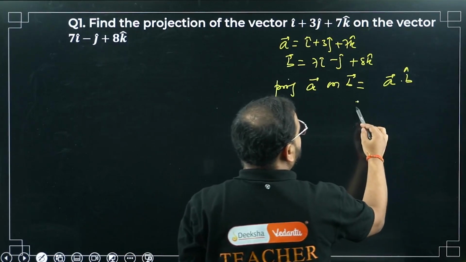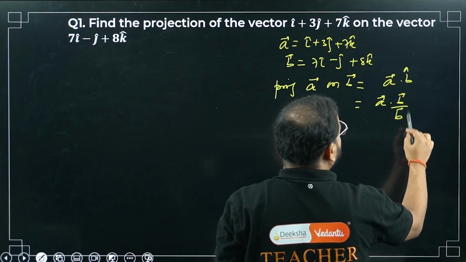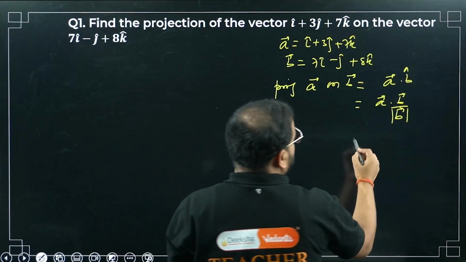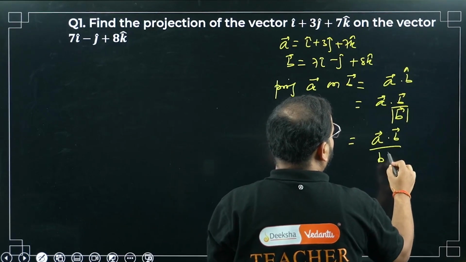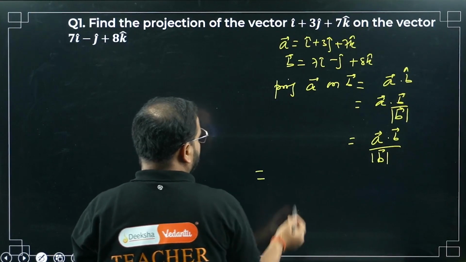So what is it going to become? It's going to become like this. That's how you write the B cap, or unit vector along B. So please check. What I'm getting is A dot B upon the modulus of B. Can you find A dot B, please? Have a look.